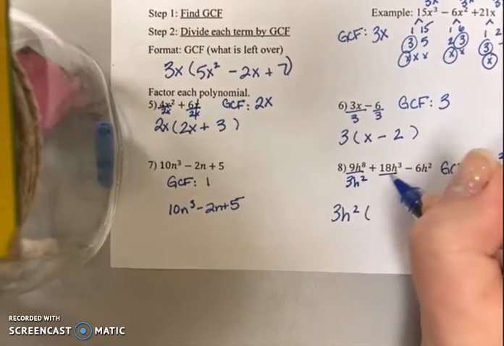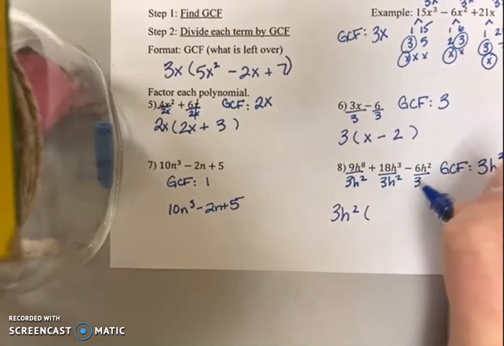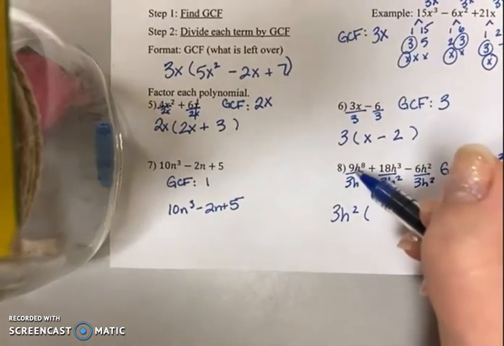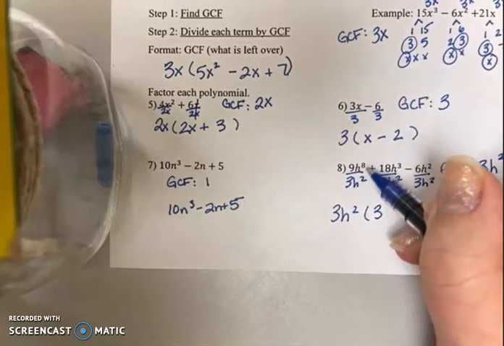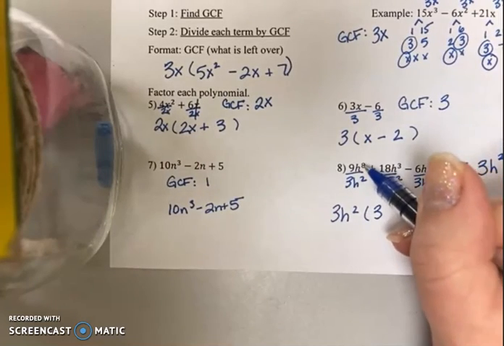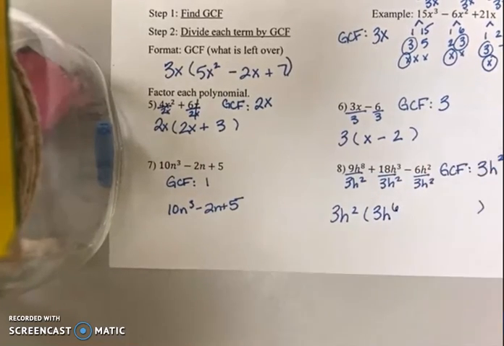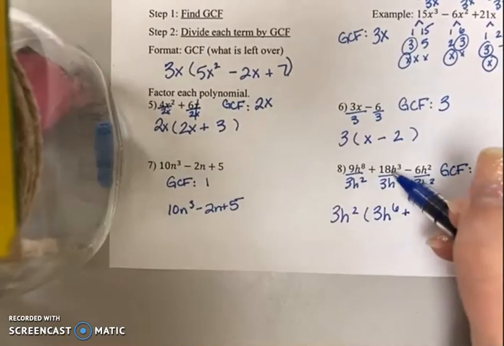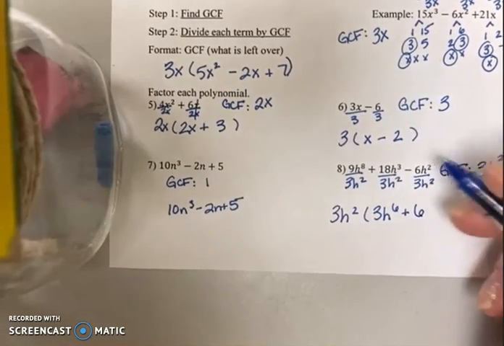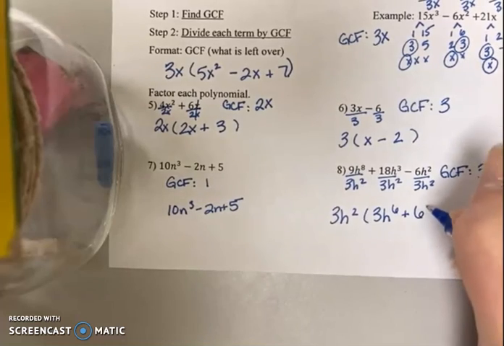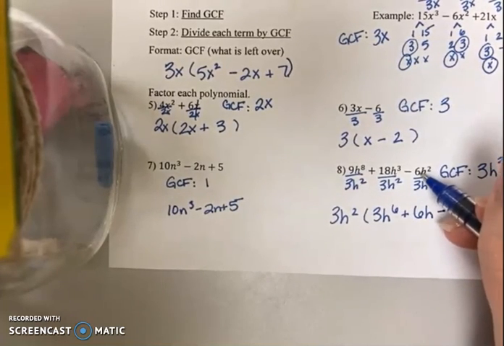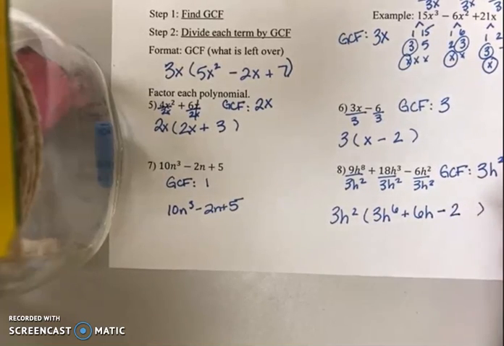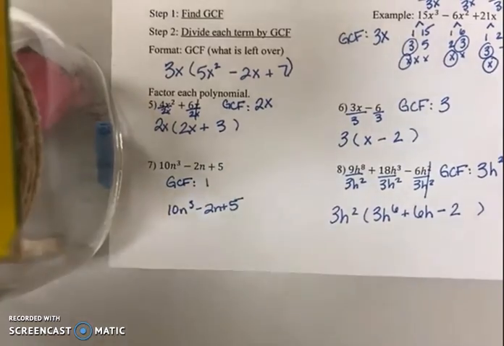So all 3 terms are being divided by 3h squared. 9 divided by 3 is 3. H to the 8th power divided by h squared. Well, 8 minus 2 is 6, so h to the 6th power. Plus 18 divided by 3, that would be 6. H cubed over h squared just gives me h to the 1st power. Minus, because I'm keeping that sign, 6 divided by 3 is 2. H squared over h squared, that becomes 1, so essentially they're gone, leaving me with just 2.